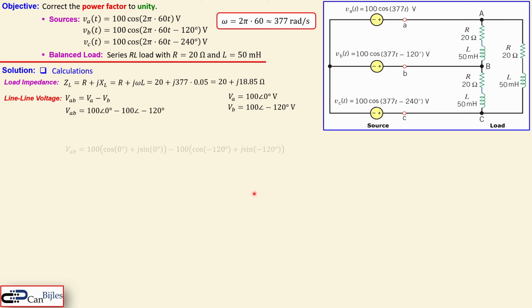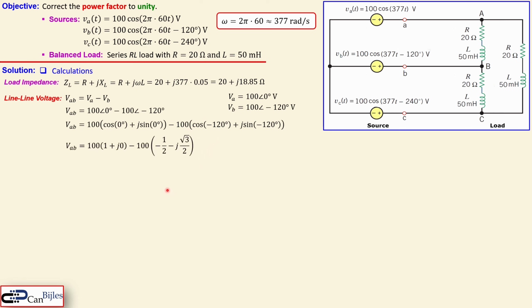When you substitute in here and work it out to get the rectangular forms, because we have to do the subtraction, we get 100 times the cosine of this angle plus j sine of the same angle. Similarly, minus 100 times the cosine of this angle plus j sine of that angle. If you put it in your calculator, you get 1 for this one, 0 for this one, and for the cosine of minus 120 degrees you get minus a half, and for the sine you get minus square root of 3 over 2.